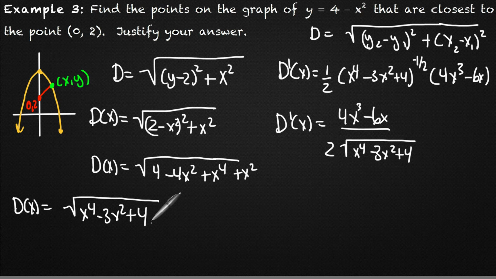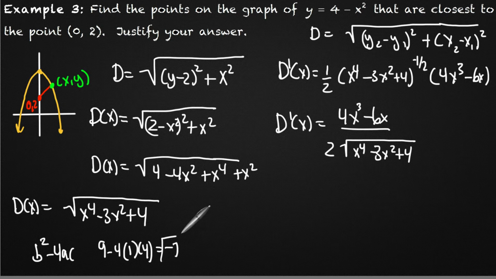Let's go ahead and do b squared minus 4ac, which is a part of the quadratic formula. So let's do that. B squared is going to be negative 3 squared. That's going to be 9 minus 4. A is 1. C is 4. So basically we end up getting 9 minus 16, which is a negative 7. That is a negative number, so when you do the quadratic formula, you will not get real roots with that. So we know that there's not going to be any real solutions here.